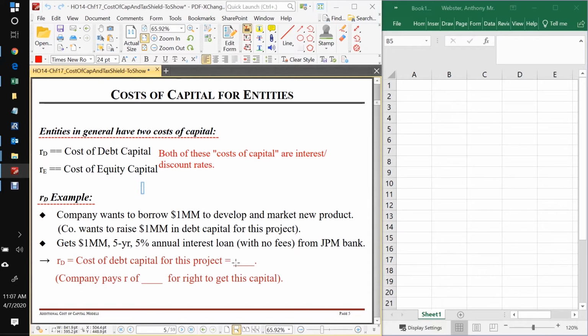So in that case, we would say the cost of capital for this project, for them, for developing this new product, is 5%. And maybe even a better way to think of it is that the company needs to pay an interest rate R of 5% to get this capital, and that's going to be their R_D for this project.